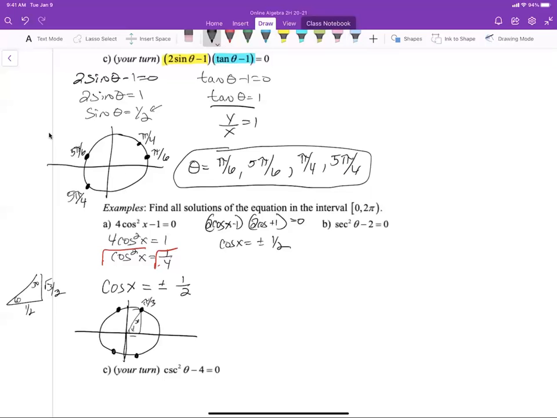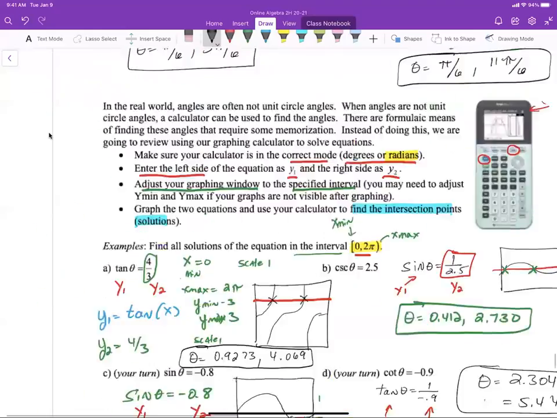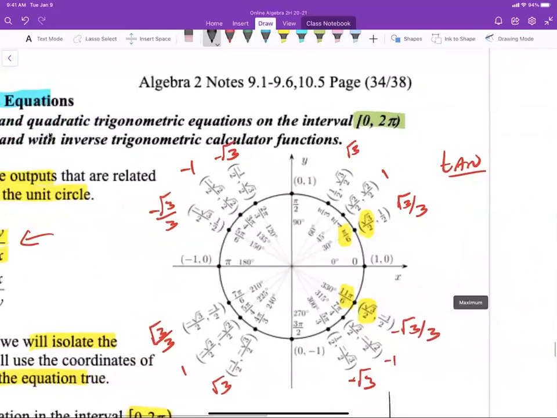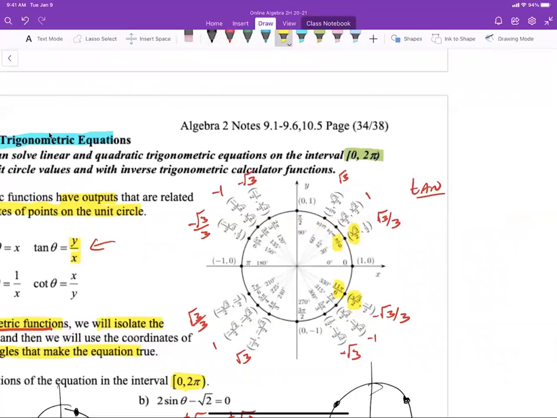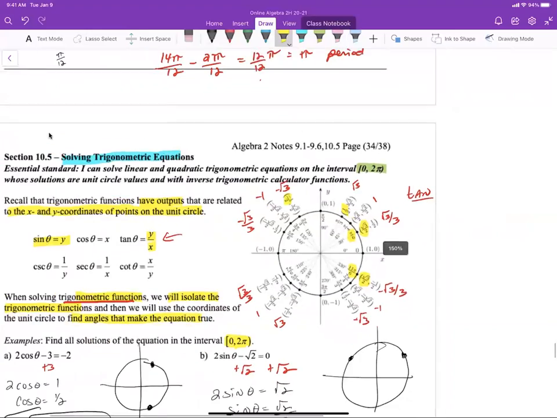This will be 2 pi over 3. This will be 4 pi over 3. This is 5 pi over 3. And again, you will have a unit circle, so you can go up to this circle and confirm that that is where those answers were. So I'm looking for positive and negative halves in my x value.